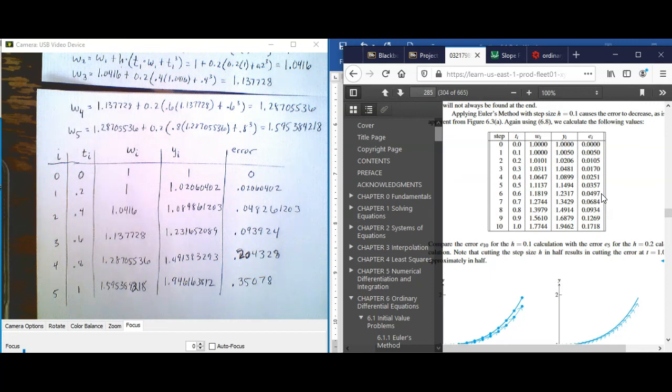So when we halve the step size, we halve the error at each of the approximations. So with h small, we have a better approximation. But it requires, of course, more computation, so there's no free lunch here with Euler's method. All right?